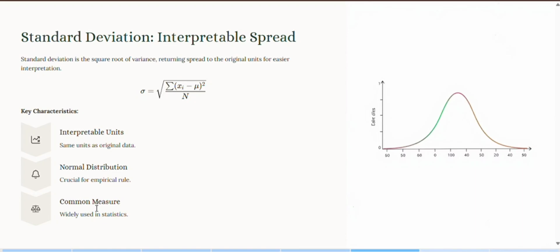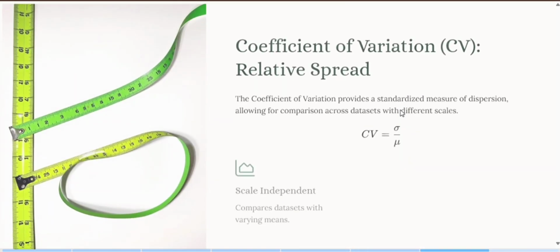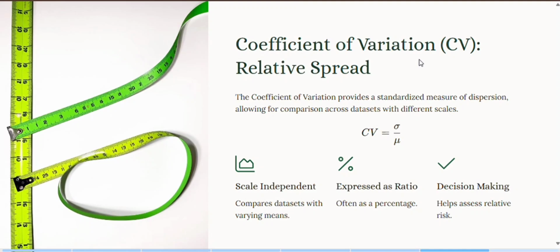Coefficient of variation. Now we'll see what coefficient of variation is. Relative spread: the coefficient of variation provides a standardized measure of dispersion, allowing comparison across datasets with different scales. This is also another method of calculating measure of spread. The formula is CV equals sigma upon mu. It is scale independent, so it compares data with varying means and is expressed as a ratio, often calculated as a percentage or ratio. And for decision making, it helps assess relative risks.